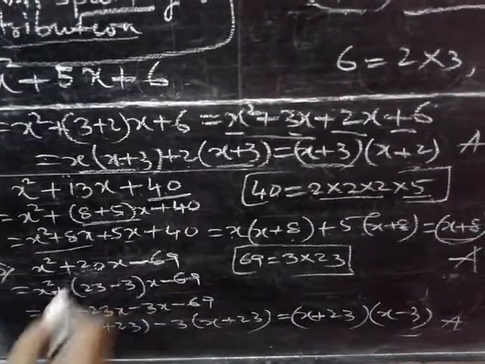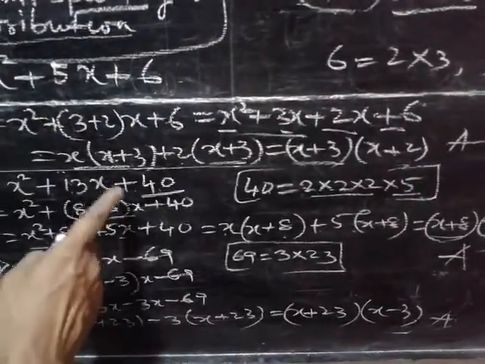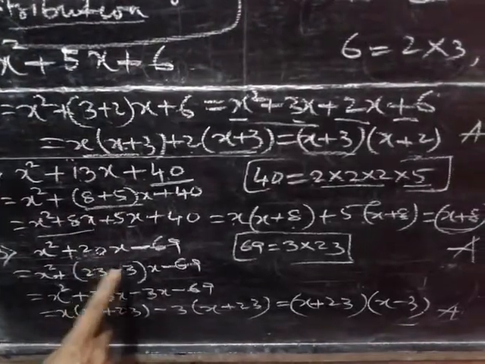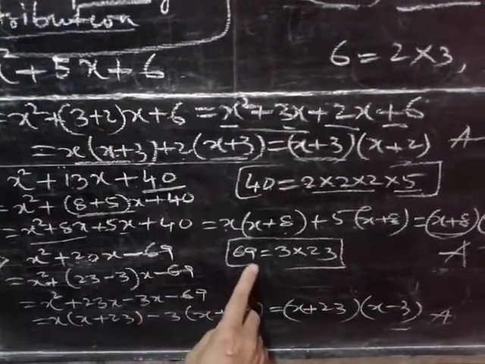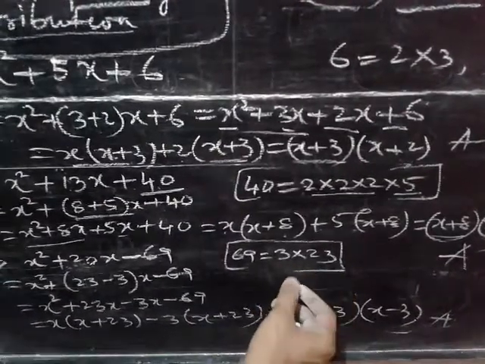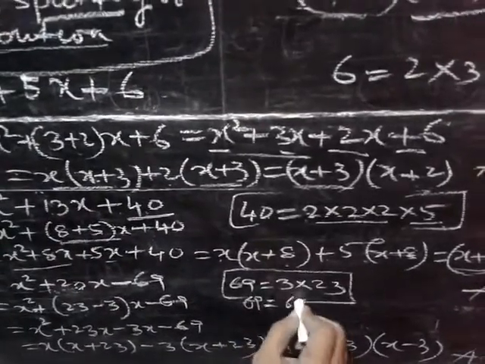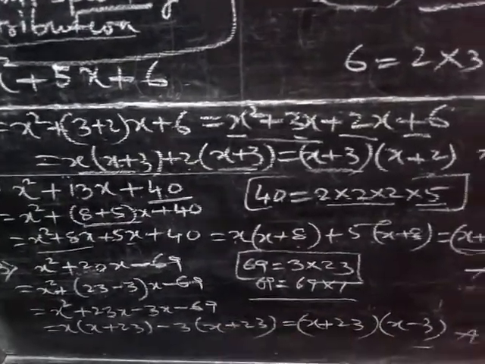Now third number, you just see here, a minus is there. Just try to think about that. All the above ones were plus. So here you are splitting the same way: 69 equals 3 into 23, that is the only factorization you can get, or 69 equals 69 into 1. So this is actually the limitation over here.